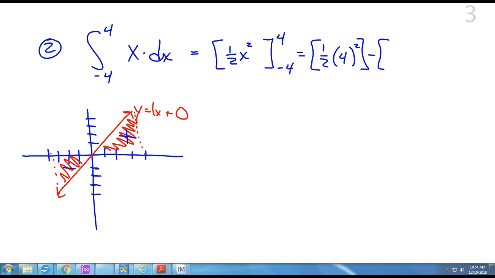So you plug in the top number, and I would put these brackets there every time because you can really screw up the subtraction. You're subtracting the whole quantity, so that does make a difference. Minus 1/2 negative 4 squared.